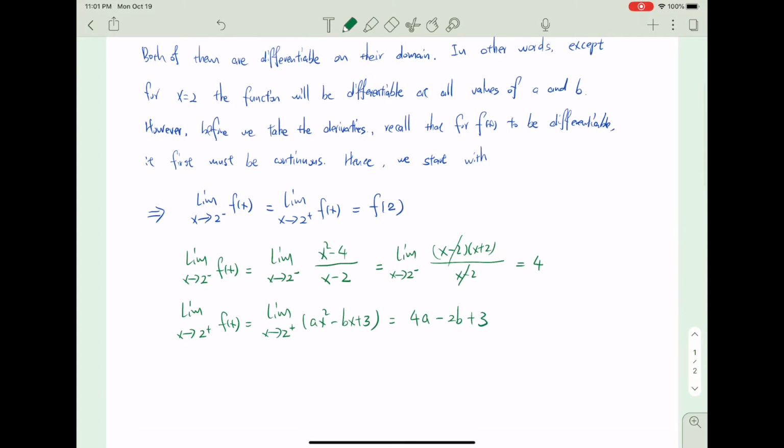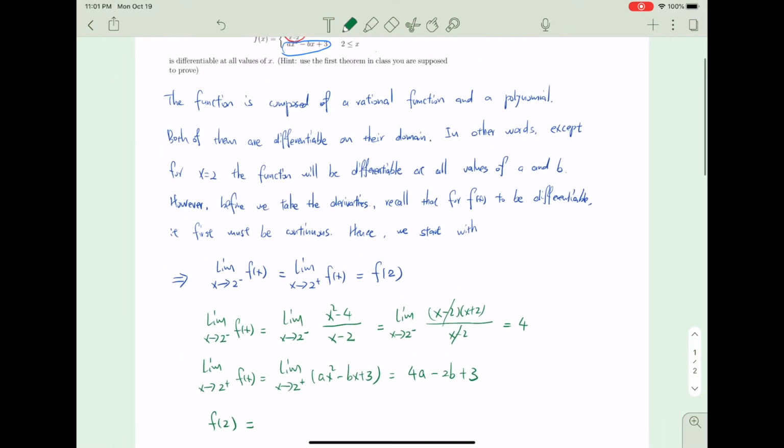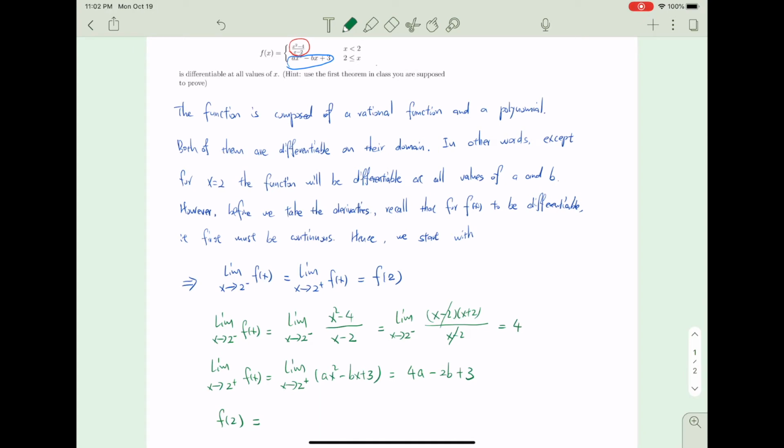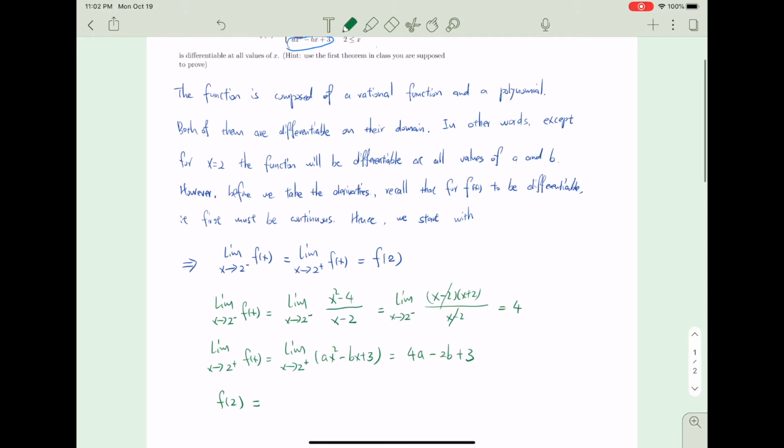And then we also check f of 2. What is that equal to? Based on the formula, the expression, we're still using the rational function. Sorry, the polynomial function.